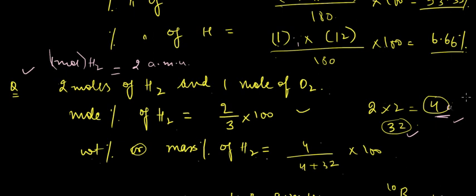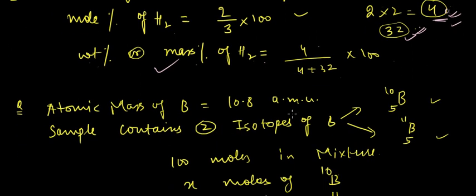The mass percentage, you can write that the molar mass of hydrogen is 2 gram per mole. Okay, and when the moles are 2, it would be 4 grams. So 4 is the mass of hydrogen and 32 is the mass of oxygen. So the same method or same formula can be applied here also to calculate the mass percentage of H2.